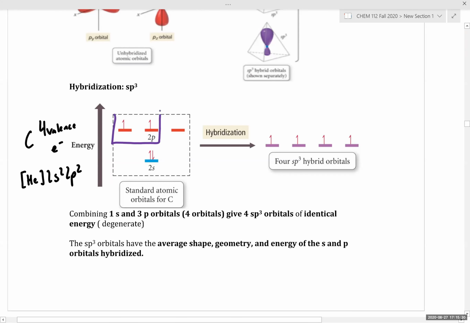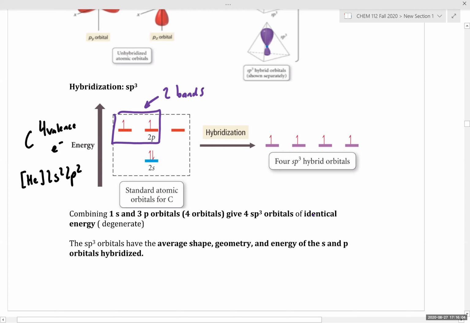As we discussed last time, and let's try to get some responses in the chat. How many potential bonds, how many potential orbital overlaps can carbon participate in? How many bonds can carbon form, just looking at typical valence bond theory analysis? How many half-filled orbitals do we have? We have 2. So currently, before hybridization, carbon can form potentially 2 bonds.